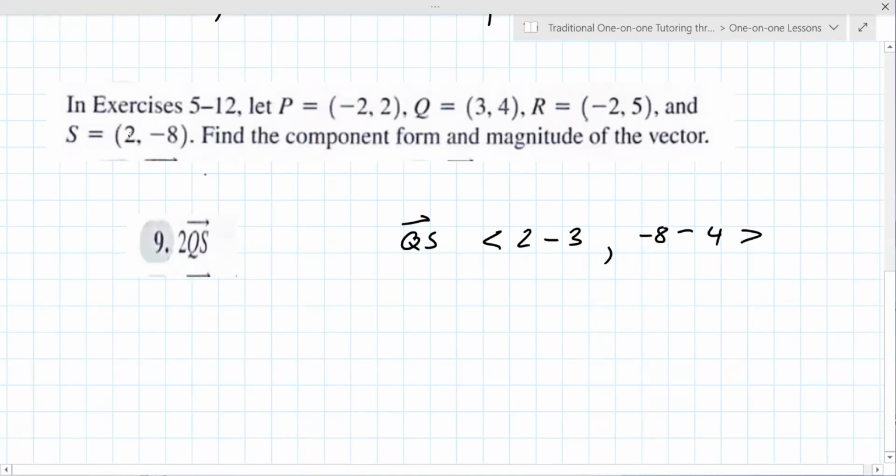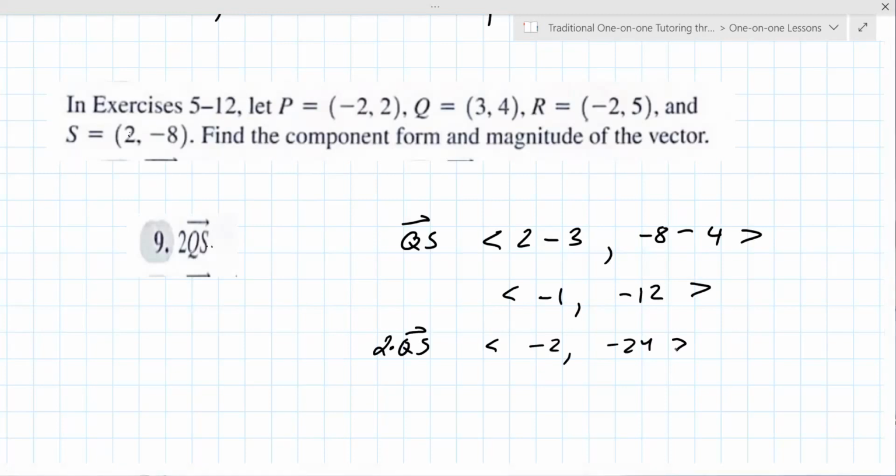And it's always the second one minus the first one. That's just the convention that's given. I mean, that's just the way it's going to be. And then 2QS means to double. It's multiplication, so it becomes -2, minus 24 when you do it that way. Just checking here that the numbers are right. 2 minus 3 minus 1, -8 minus 4.